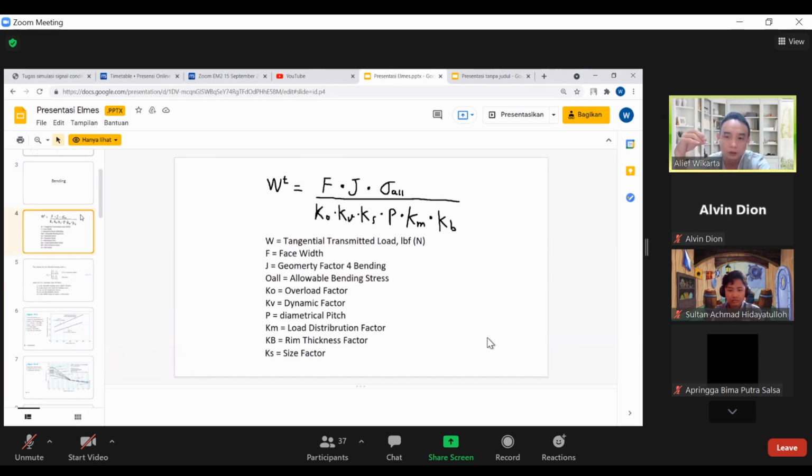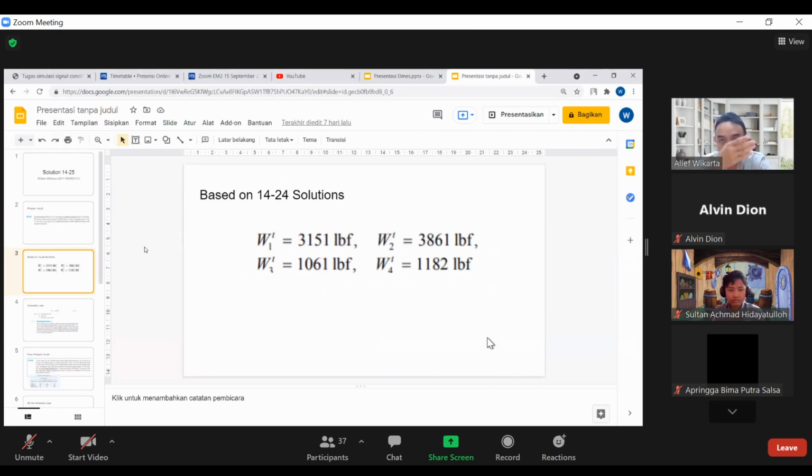And also geometry. It means phase width, diameter, without any horsepower. It's coming from the materials of spur gears, some parameters, some factors, and also diameter, phase width. Then we can calculate the W, the load. Transmitted load, sir. Okay, that's the transmitted load that happens in the spur gear.